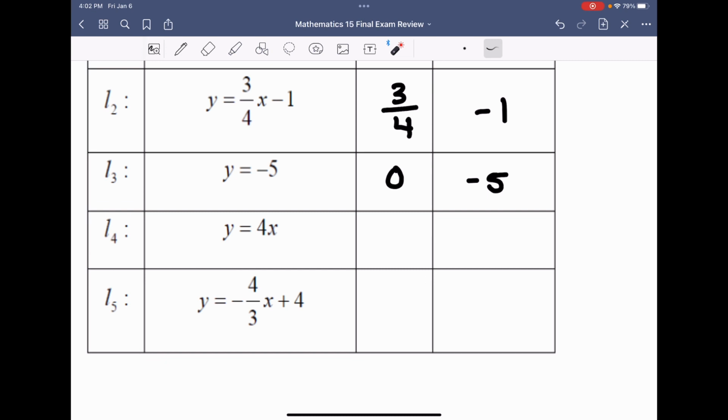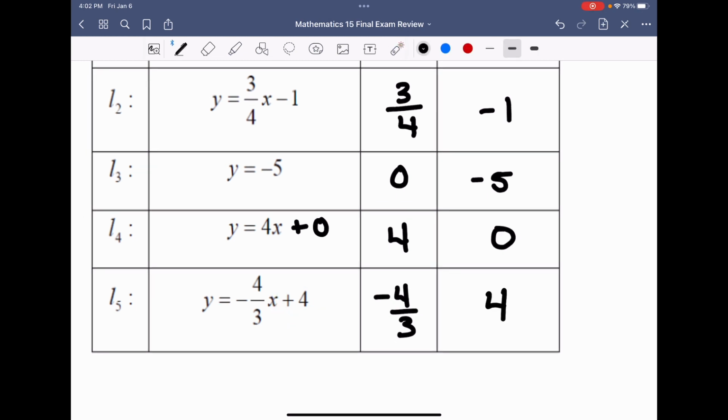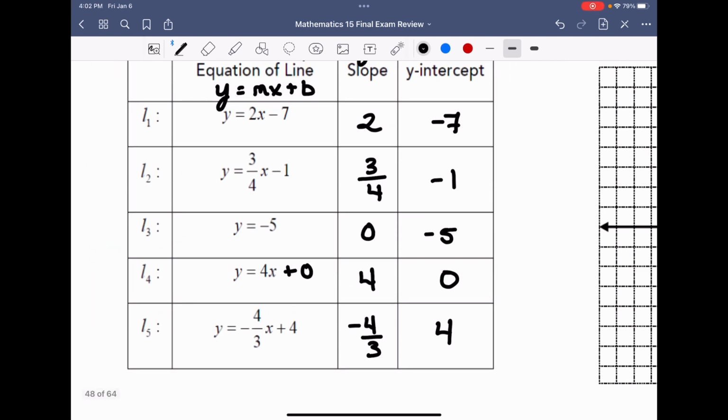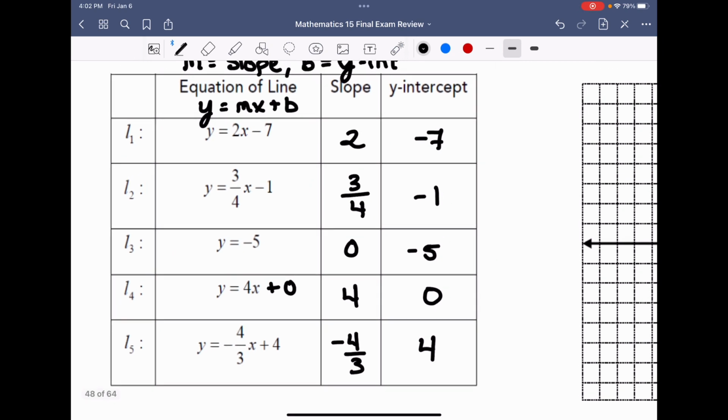Now we go to the opposite example. Now we have some term with x, but no constant. The slope is always attached to the x, and it is the coefficient, so it's 4. But there's nothing here. It's plus 0. So the y-intercept is simply 0. Lastly, we have a negative 4 over 3 attached to this x. That is our slope. And then the constant term that's here, we include its sign, and it is 4 for the y-intercept. So just remember, if it's not in that form, y equals mx plus b, you have to make it in that form, then plot it.